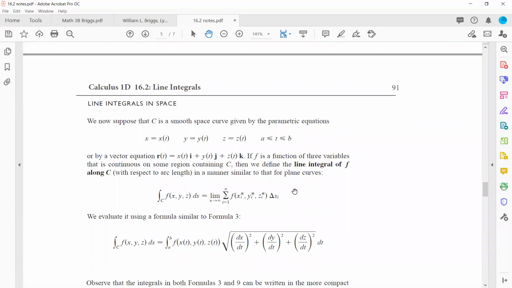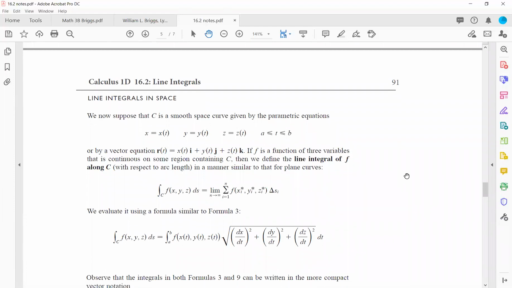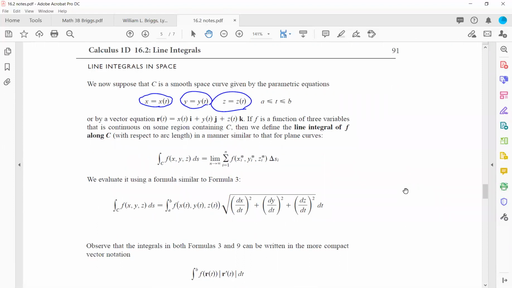Line integrals in space. Now suppose you have a curve in three-dimensional space. Of course you can use parametrization, x(t), y(t), z(t), and then take the integral of the function along curve C, which is the integral of f(x, y, z) along curve C, ds. Your ds is going to be the square root of the derivative of x with respect to t squared plus the derivative of y with respect to t squared plus the derivative of z with respect to t squared.